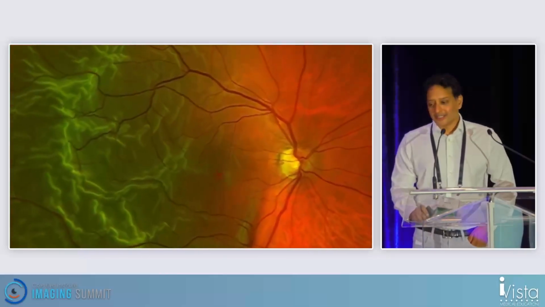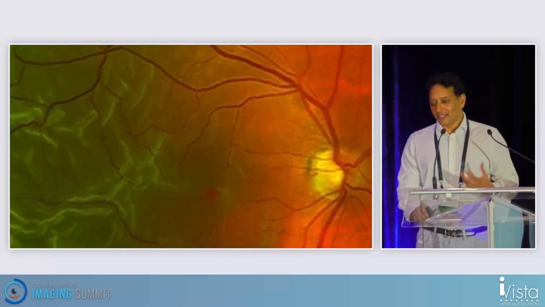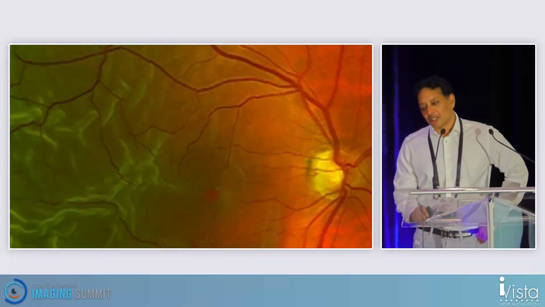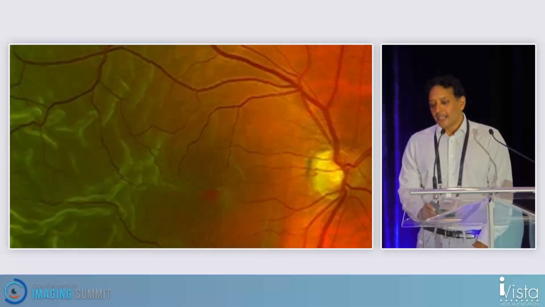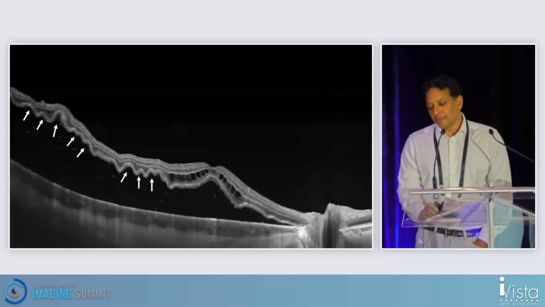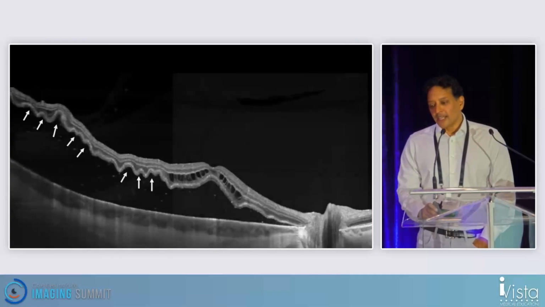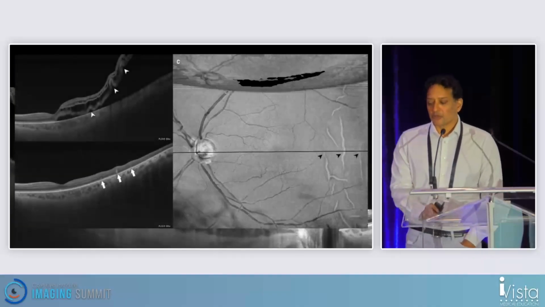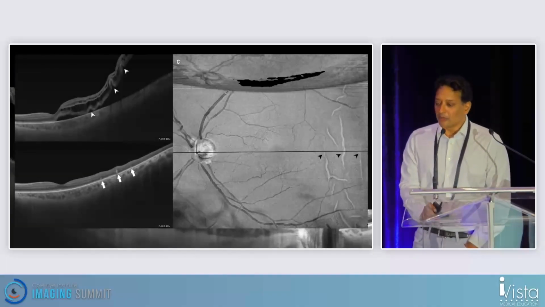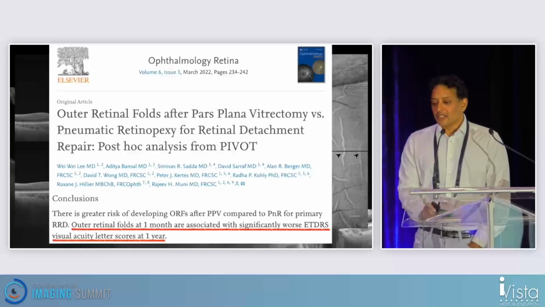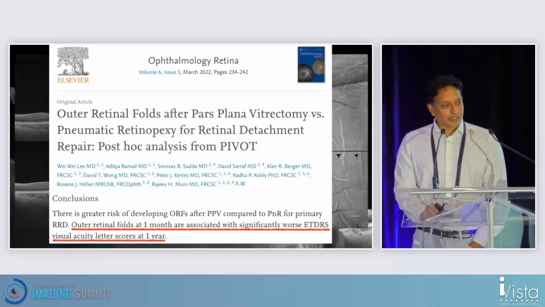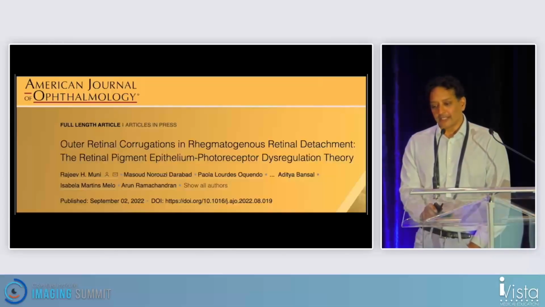So when you look at a detachment, what do we normally think? Book for the OR or book for a procedure. But if you look carefully, you'll see these undulations under the retina. And if we look on OCT, they're not full thickness. They're outer retinal corrugations. These became relevant because we recognized, Delomo in Italy and others, that they can lead to outer retinal folds. And these were associated with worse visual acuity outcomes in some of the post-hoc analyses from the PIVOT trial that we did.